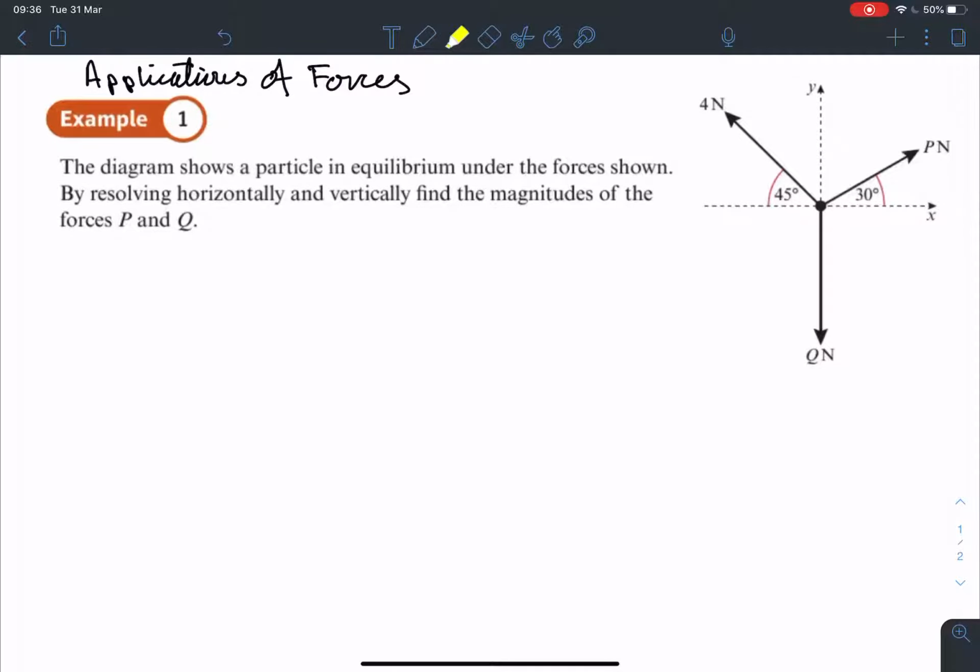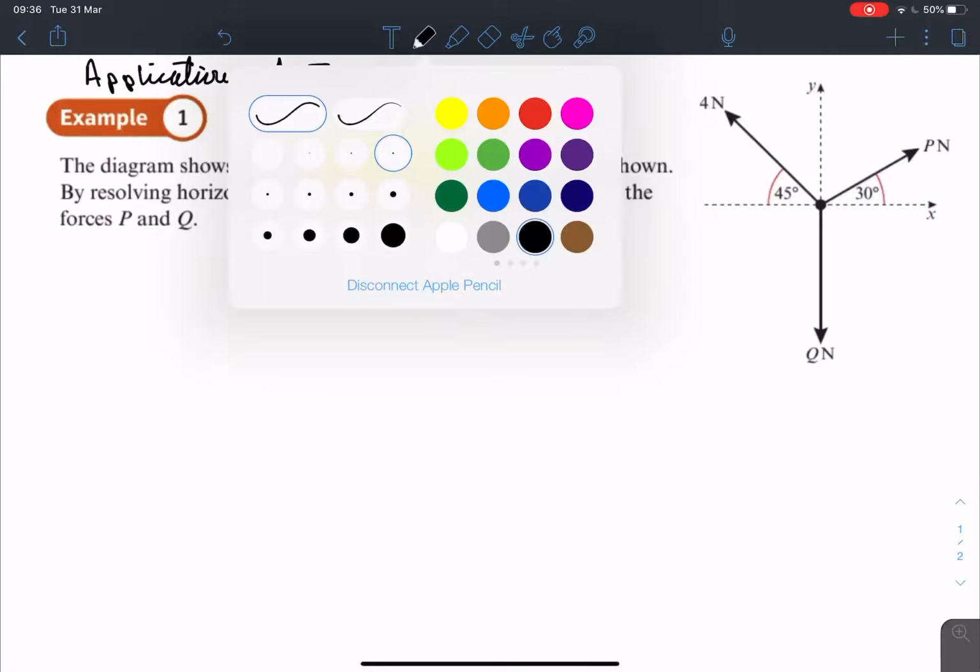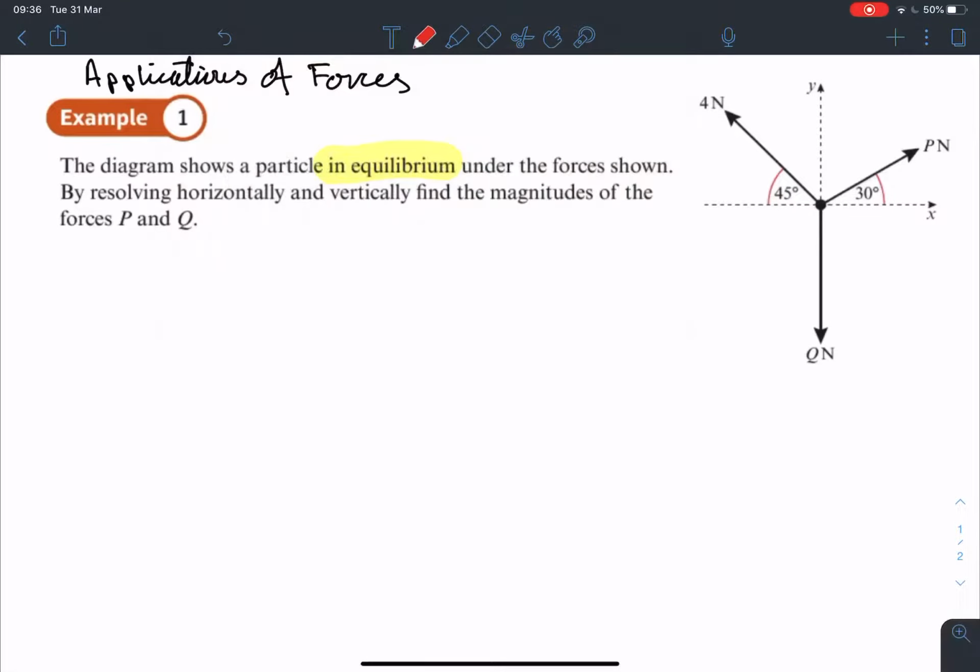So here, the diagram shows a particle in equilibrium under the forces shown. By resolving horizontally, find the magnitudes of the forces P and Q. Now this really is revision of AS work without anything too tricky in it. It tells us what to do. The key thing is, if something is in equilibrium, what's that telling us?